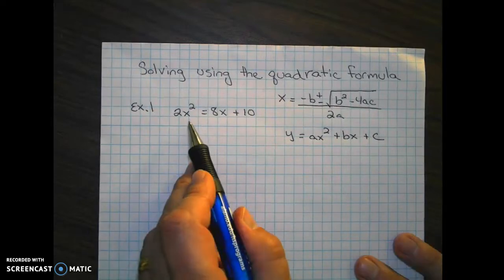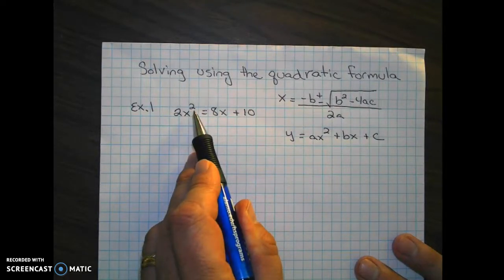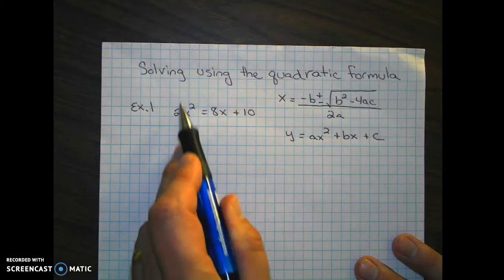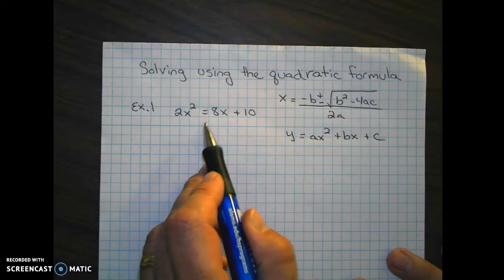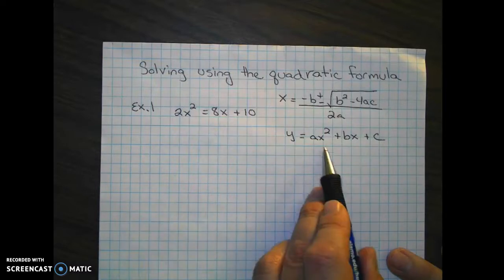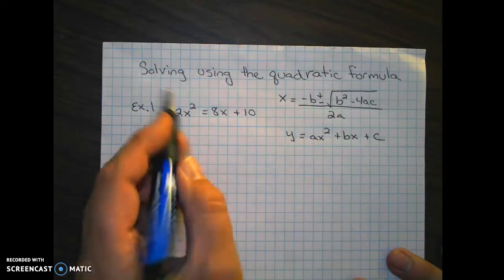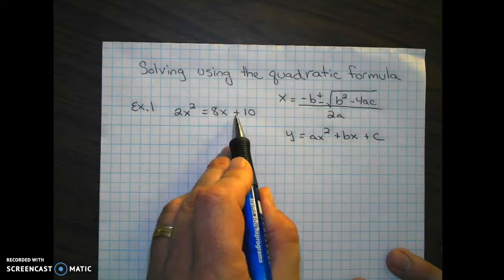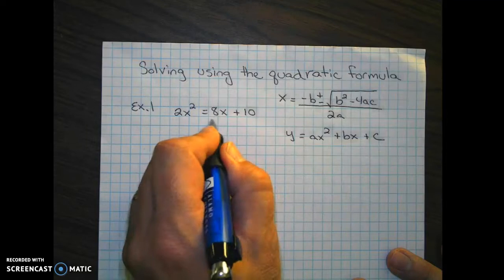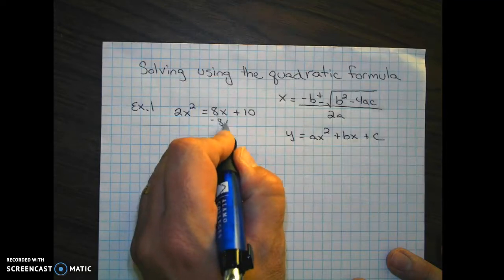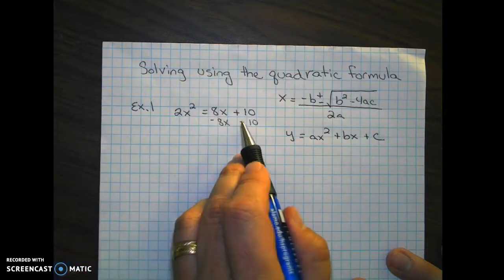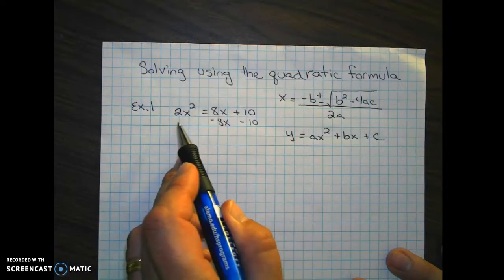So, looking at our first example, we know it's quadratic because the degree of the polynomial is 2. That's the highest exponent. Okay? And so, first thing we want to do is get this into standard form. So, I'm going to go ahead and set this equation equal to 0. So, I'm going to cancel these terms on the right. And remember, whatever you do to one side of an equation, you have to do to the other side.